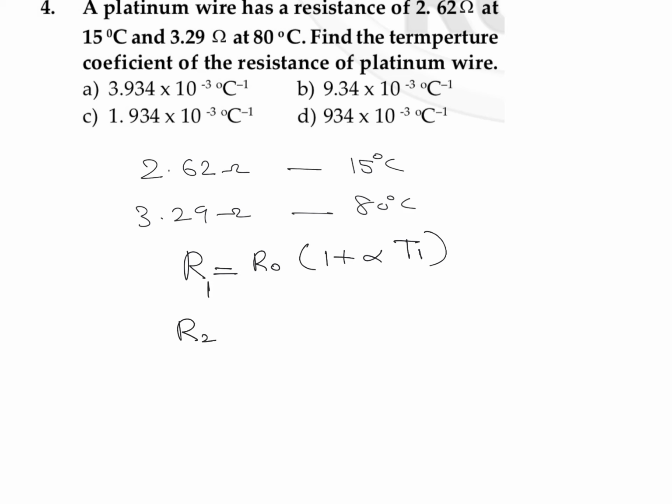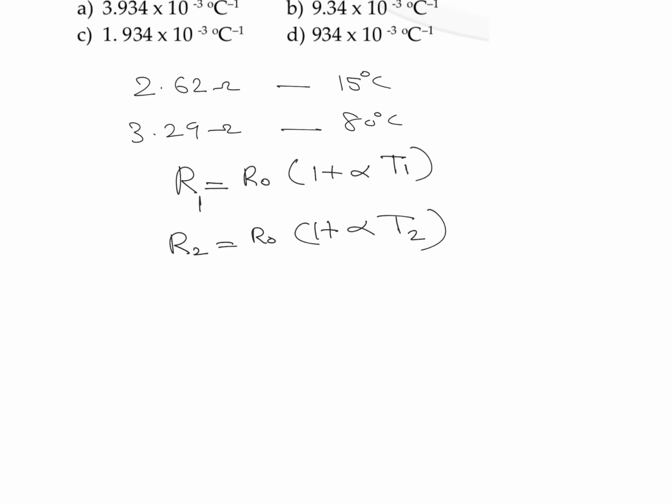Like that, for a resistance R2, we can write this as equal to R naught into 1 plus alpha into T2, assuming that resistance R2 is at a temperature of T2 degrees Celsius. Now here we don't know the value of R naught. So what we'll do is we'll divide these two equations.